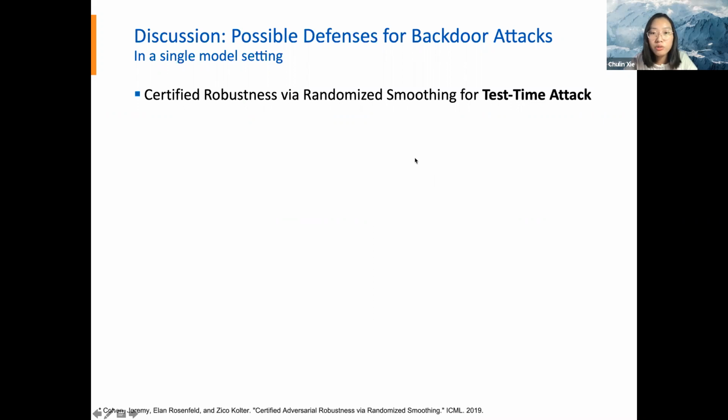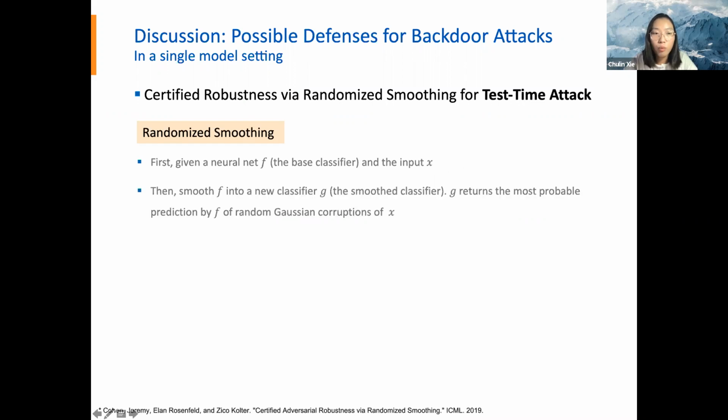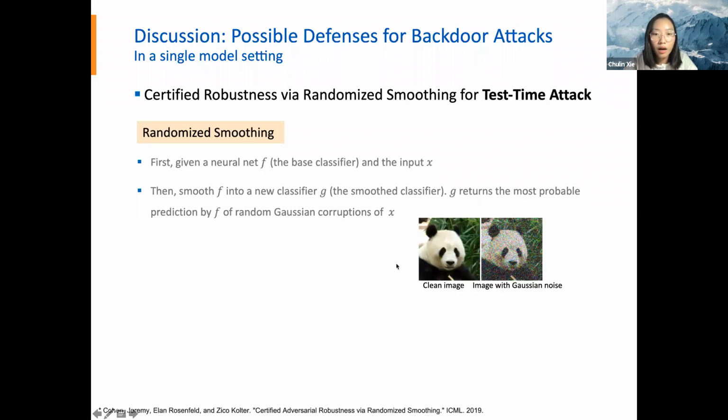As an introduction to randomized smoothing, the way it works for test time attacks is that, given a classifier F, which we call the base classifier, and a test point X, we don't directly certify F. We define a new classifier G, called the smooth classifier. G returns the most probable prediction by F of a random Gaussian corruption of X. That is to say, when queried at X, the smooth classifier G will return the class that the base classifier F is most likely to return when X is perturbed by Gaussian noise. The epsilon is the Gaussian noise.